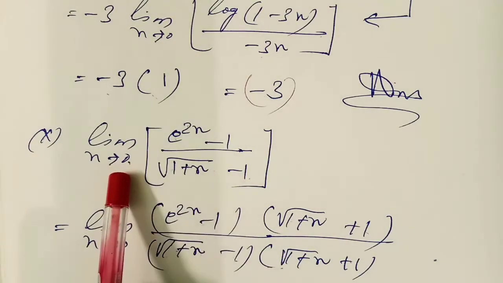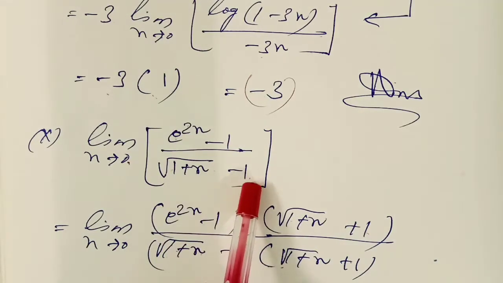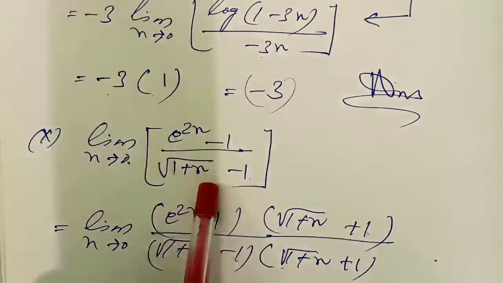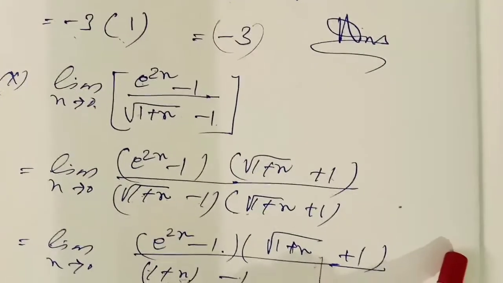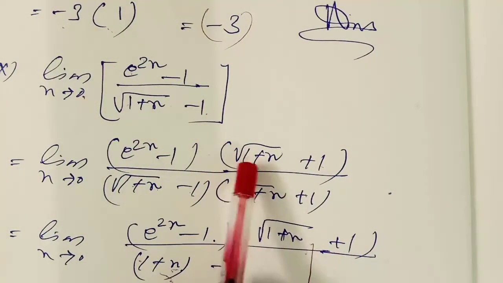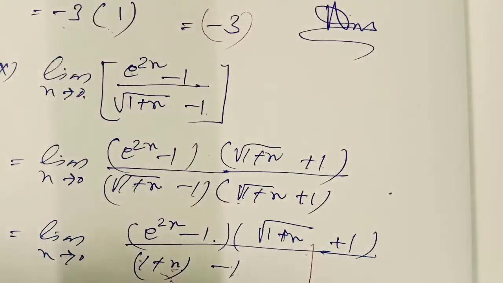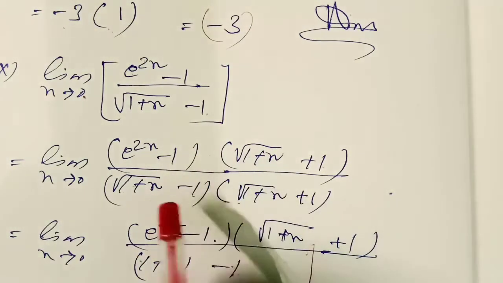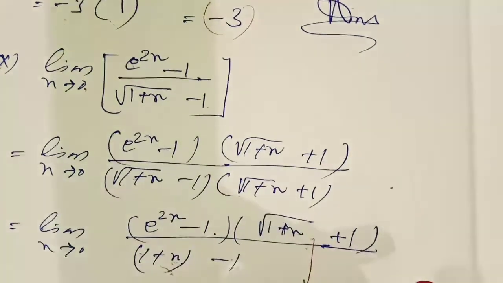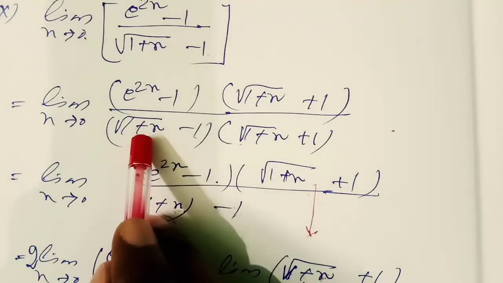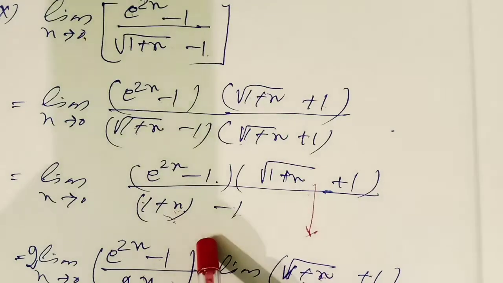See, limit x tends to 0, e to the power 2x minus 1 by root over 1 plus x minus 1. If this type of question comes in the exam, you have to rationalize the denominator. You have to multiply root over 1 plus x plus 1, both up and down. I multiplied root over 1 plus x plus 1 in both numerator as well as denominator. Why am I multiplying here? To rationalize. Then what will it be? The formula a plus b, a minus b is what? a square minus b square. The answer is root over 1 plus x whole square, that is 1 plus x, minus 1 square, which is 1. 1 cancels, x left.